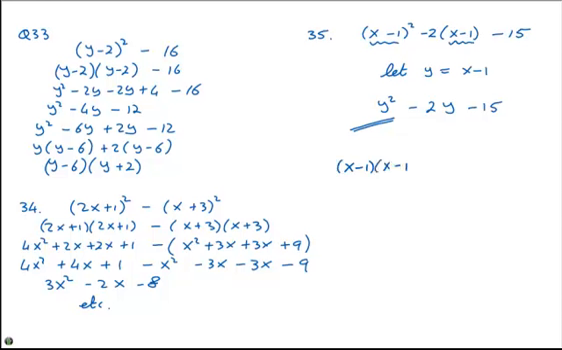x minus 1, minus 2 times x minus 1 minus 15. You definitely won't try and factorize out the x minus 1 because there's no x minus 1 in the last term, so just be aware of that. You're just going to multiply everything out. Watch out for the signs there, the plus 2.